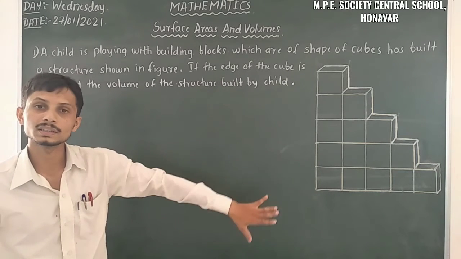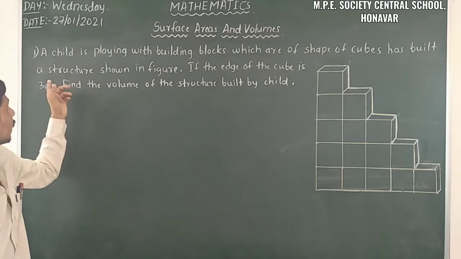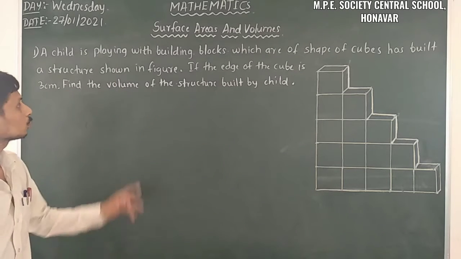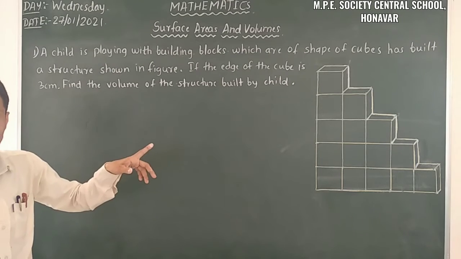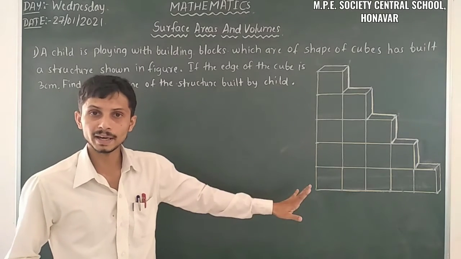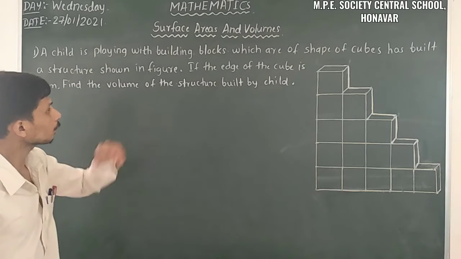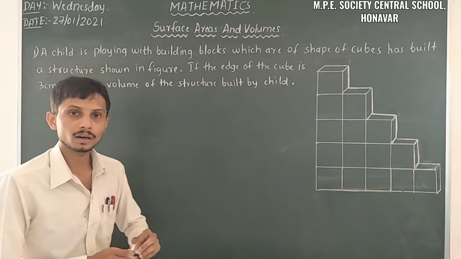Each block is a shape of a cube. And as shown in the figure, the edge of the cube is 3 centimeter, the edge of the cube is given. So all the cubes have the same edge of 3 centimeter, and find the volume of the structure built by the child.